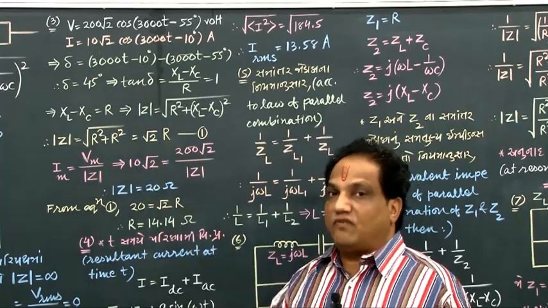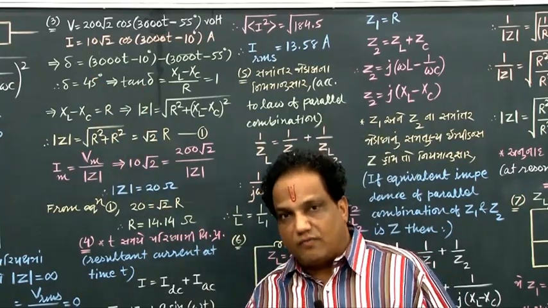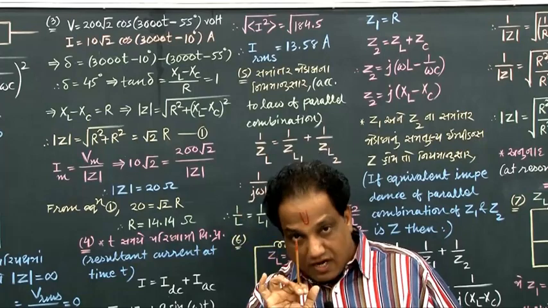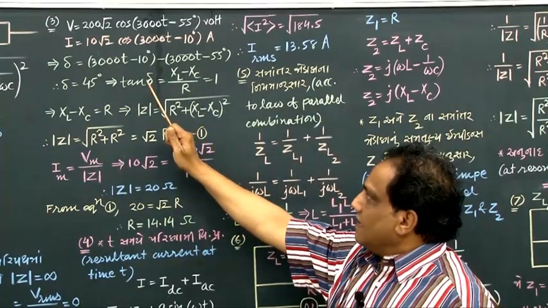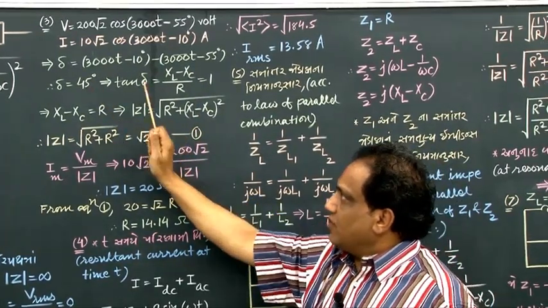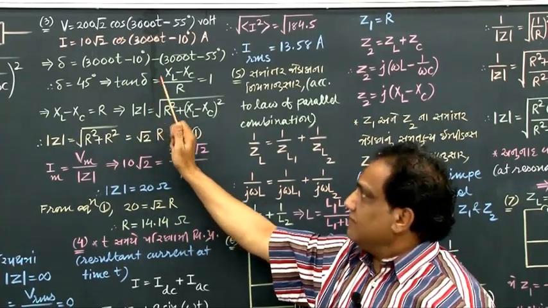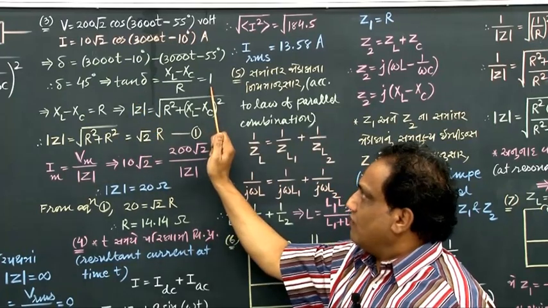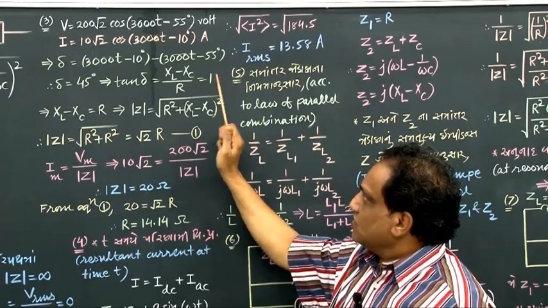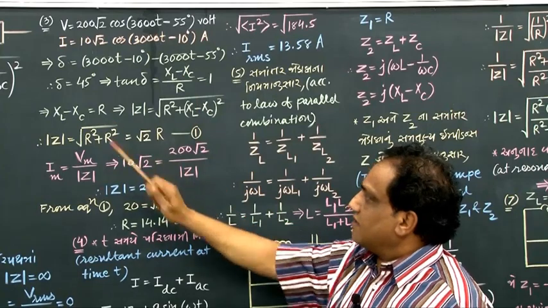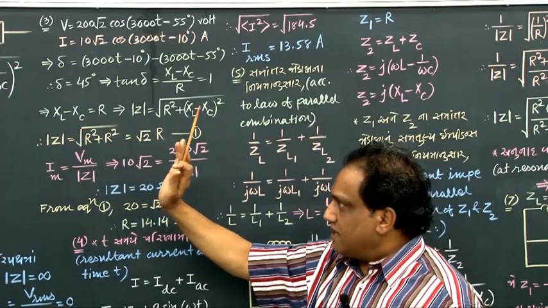Now, recall the formula of tan delta. What was the tan delta formula? XL minus XC upon R. Now, right now delta is 45 degree, put it here, tan 45 degree. Tan 45 degree is 1. That is why tan delta is written equal to 1. Transfer this. So, it is XL minus XC equals R.